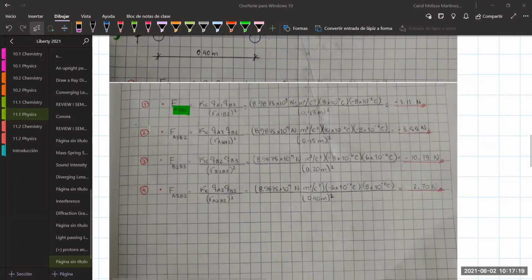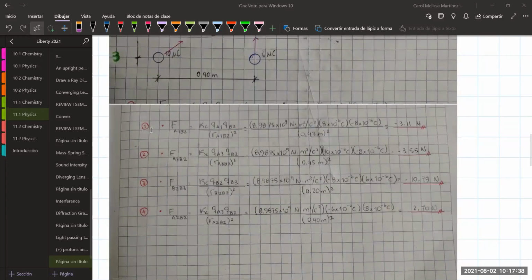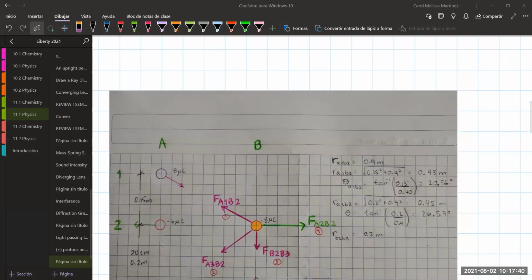So take a look here in my calculation. I have A1, B2, and here I have the data. This value right here is Kc, and this is the distance between them. Remember, it is the first diagonal right here, and that distance gave us 0.43 meters.